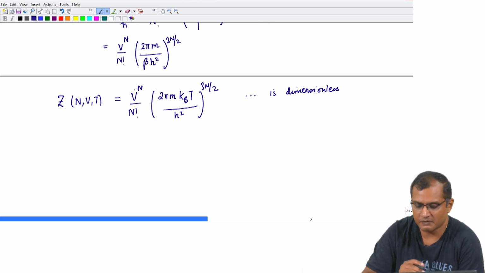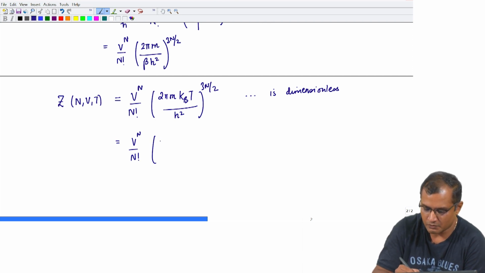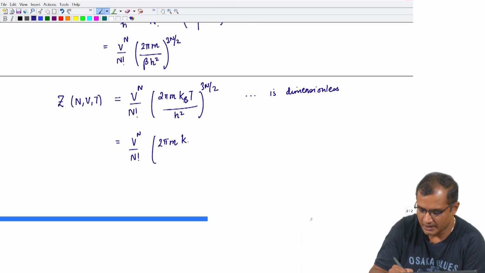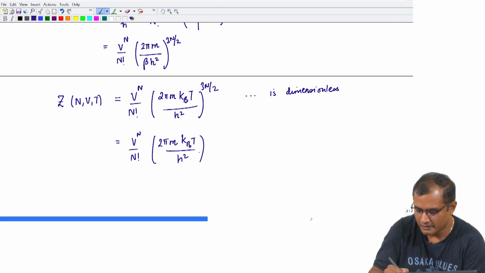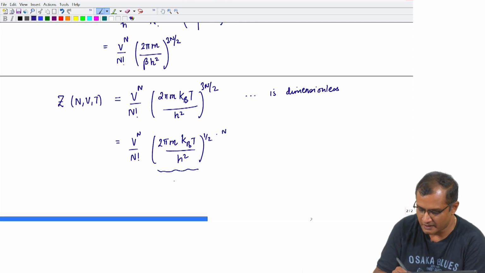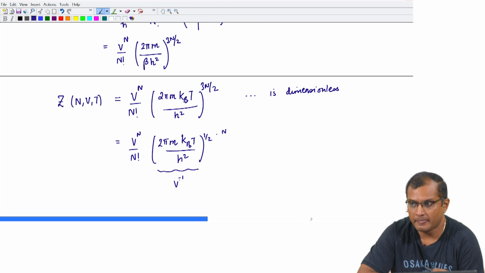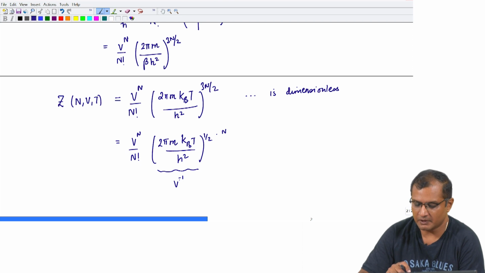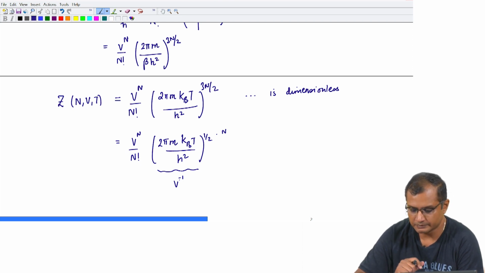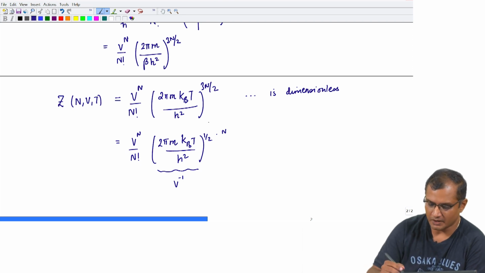N factorial is dimensionless, which means if I write it like V to the power N upon N factorial into (2 pi m k T upon h squared) raised to half raised to N, this quantity should have the dimensions of V to the power minus 1, because there is a V raised to N as a prefactor. So, the power should be 3 by 2.